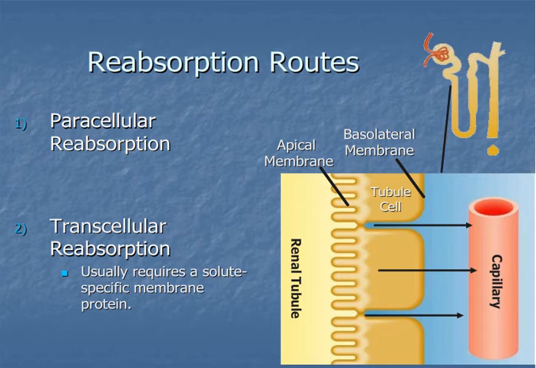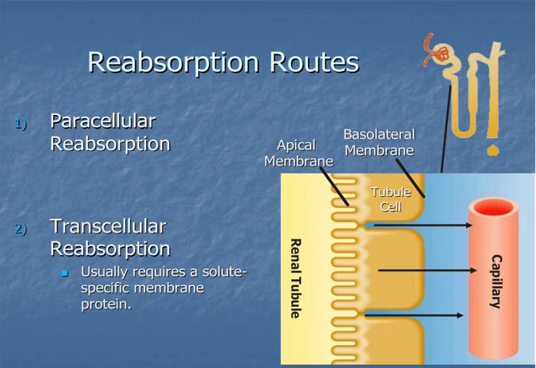Now, your book goes into quite a bit of detail about the histology of the renal tubule. We're not going to go into a whole lot of detail, but suffice it to say the renal tubule is made up of simple epithelium. And remember that simple epithelium is very good for absorption and secretion.